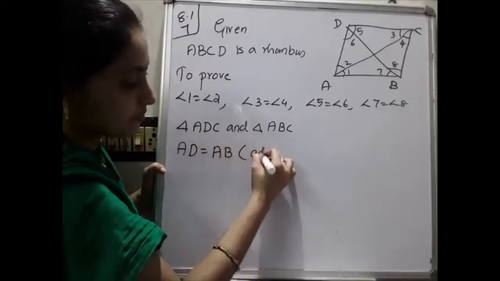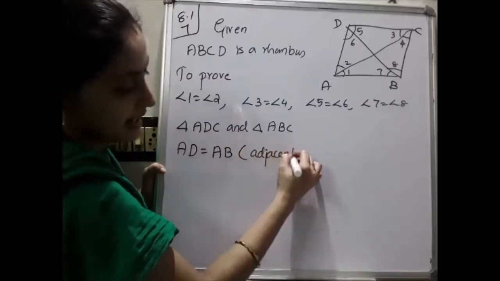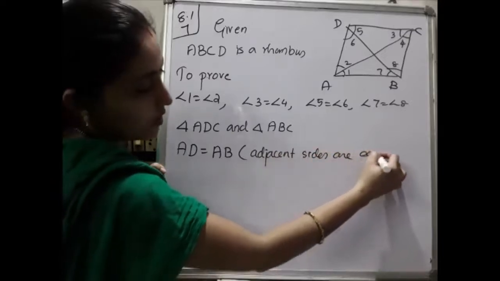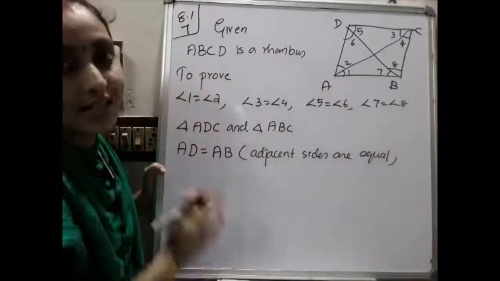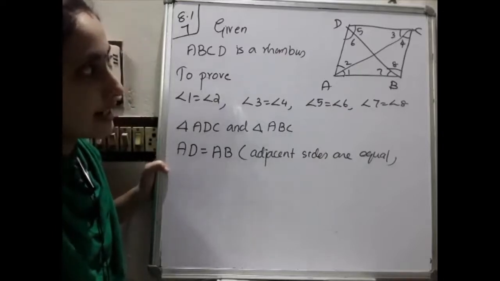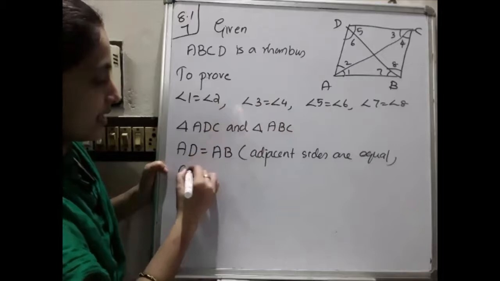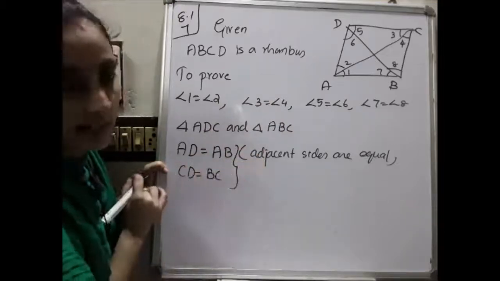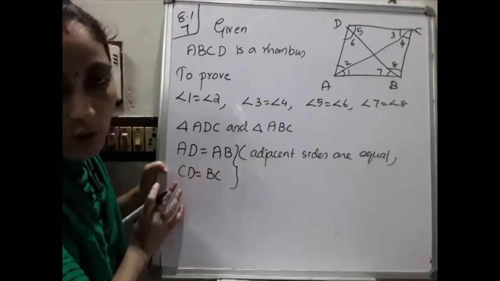Reason? Adjacent sides are equal. When adjacent sides are equal, it is only a rhombus and square which have adjacent sides equal. Okay. So that we got. Then anything another one? Yes. CD is equal to BC. That is the same reason. Adjacent sides of the rhombus are equal.